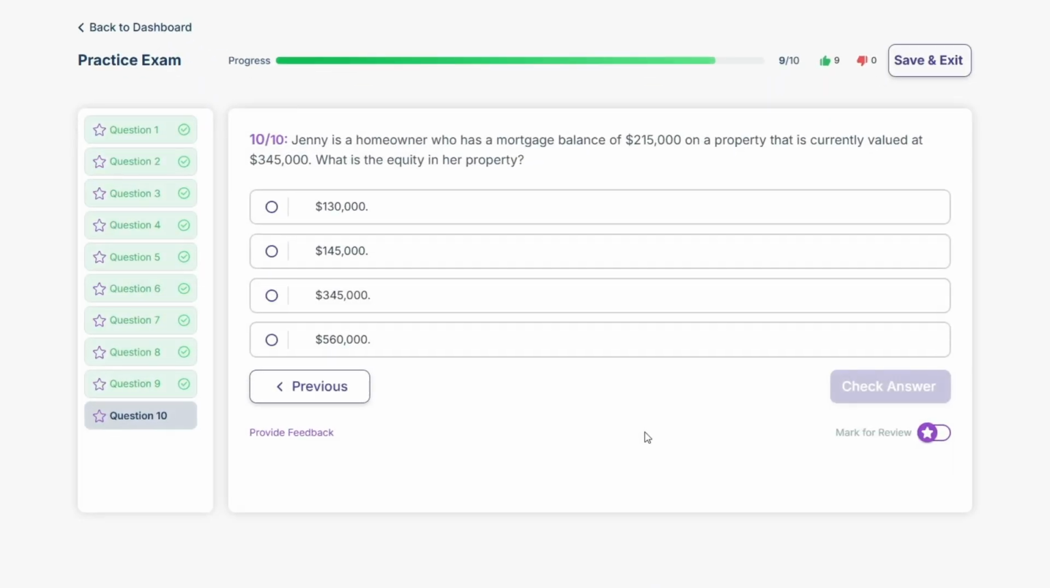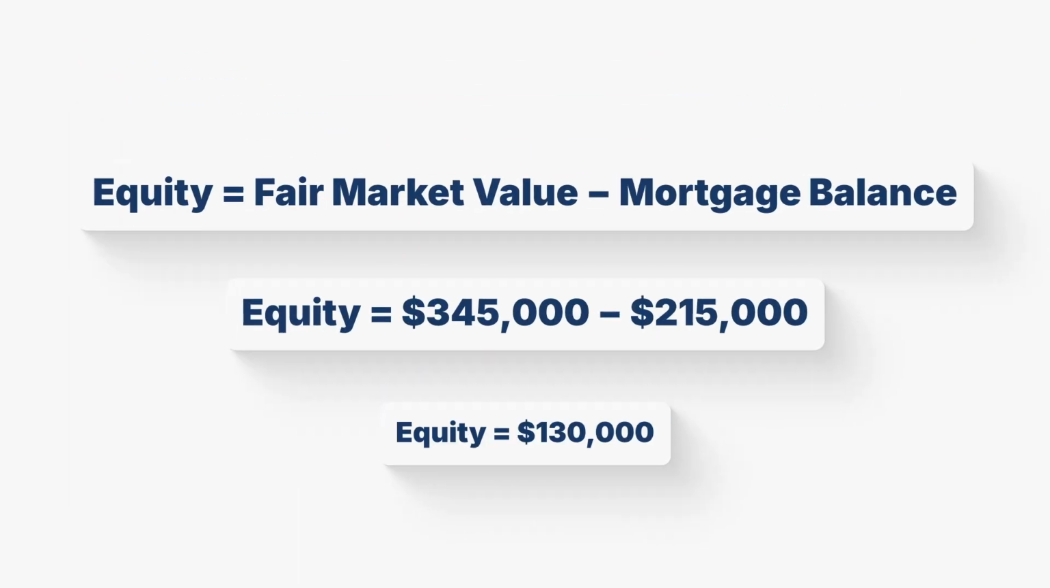Jenny is a homeowner who has a mortgage balance of $215,000 on a property that is currently valued at $345,000. What is the equity in her property? A. $130,000. B. $145,000. C. $345,000. D. $560,000. Now it's time for the answer.